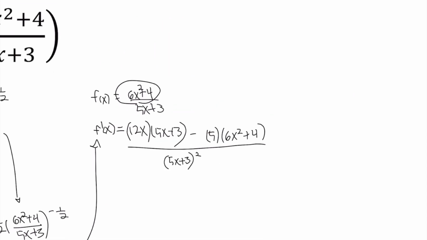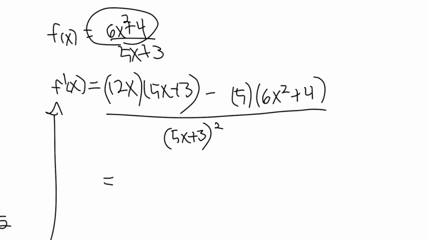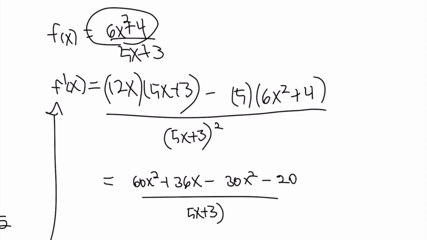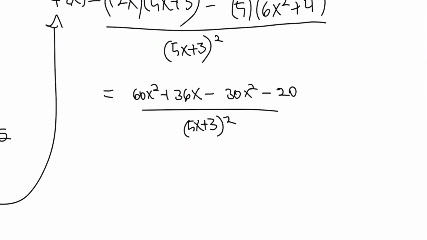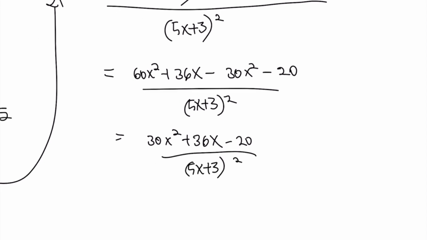Right, so this is how you take the quotient rule, and then let's try to simplify this just because it's a little bit too complicated. Let's see. 60x squared plus 36x minus 30x squared minus 20 over 5x plus 3 to the power of 2. Okay, I think this is right. So, which is equal to 30x squared plus 36x minus 20 over 5x plus 3 to the power of 2.